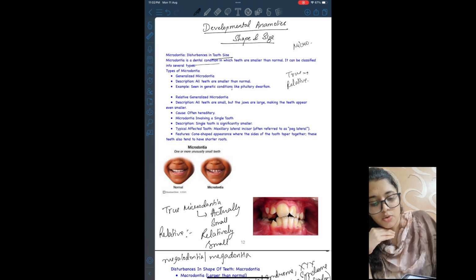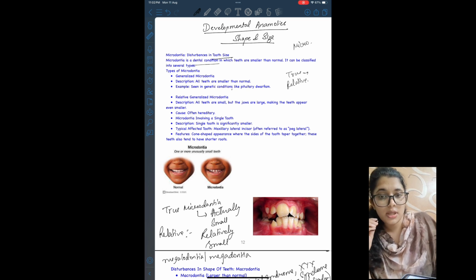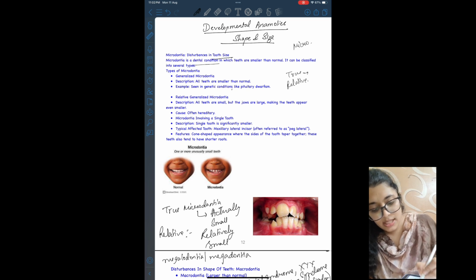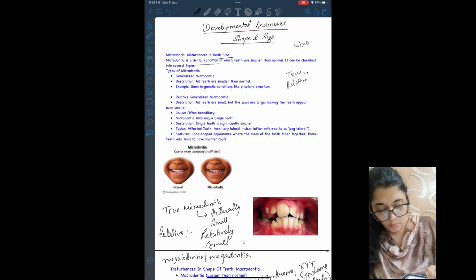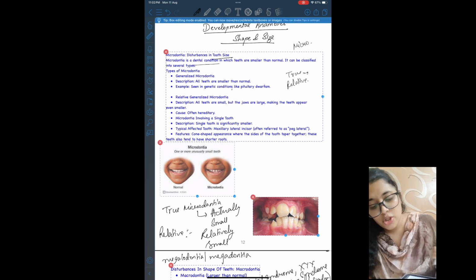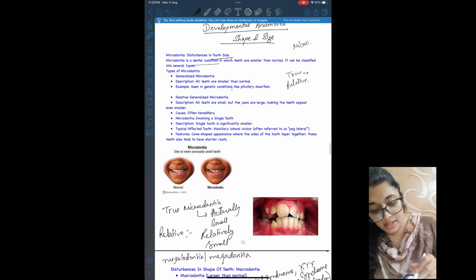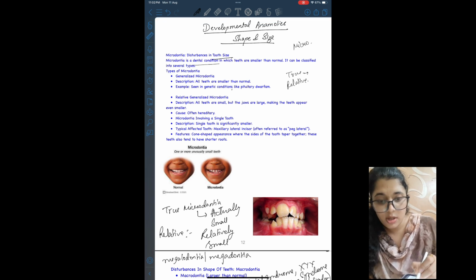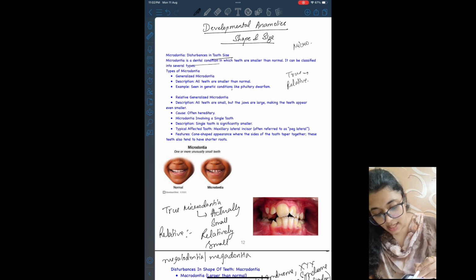Now what is true microdontia? In true microdontia, the tooth size is actually smaller. Relative microdontia is a generalized microdontia where all teeth are small but the jaws are large, making the teeth appear smaller. What can be the causes of true or generalized microdontia? In generalized microdontia, all teeth are smaller than usual. This is often hereditary.